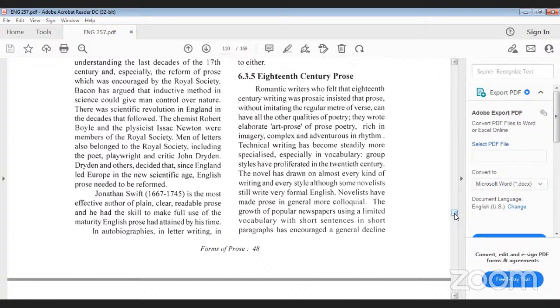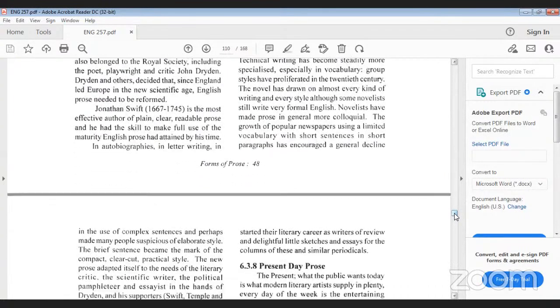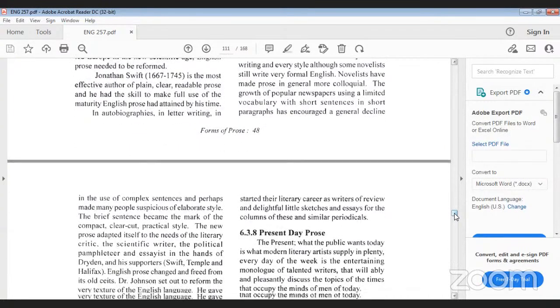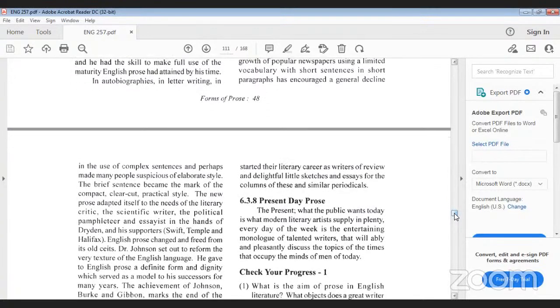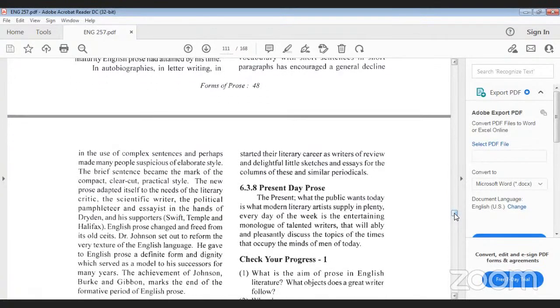The growth of popular newspapers, using a limited vocabulary with short sentences in short paragraphs, has encouraged a general decline in the use of complex sentences and phrases, and made many people suspicious of elaborate style. The brief sentence became the mark of a clear-cut, practical style.